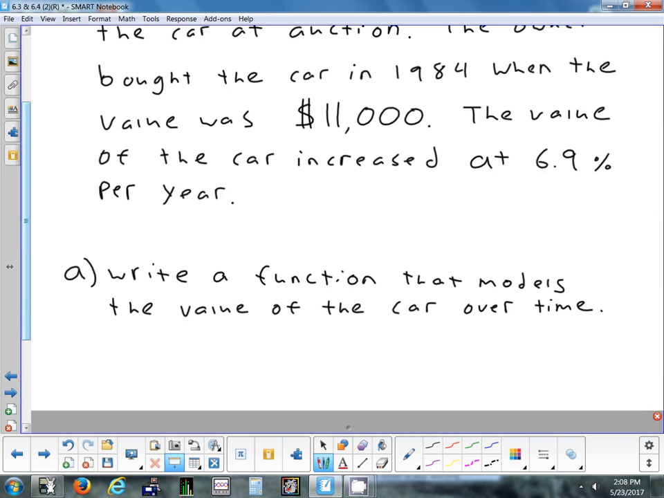Okay, so part A says we're going to write a formula, using the one we just had on the other page, that tells me the value of the car over time. So how does the exponential growth formula start?